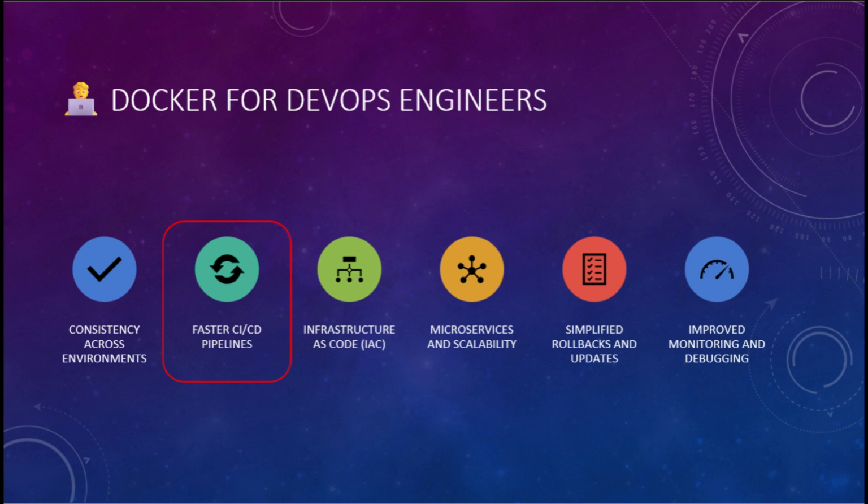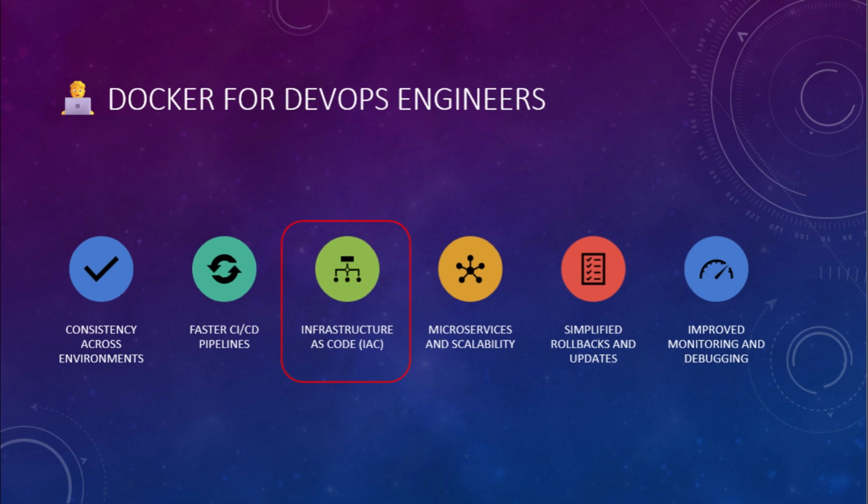Docker guarantees that the code runs the same way everywhere. Number 2. Faster CI/CD pipelines. In DevOps, speed and automation are everything. Docker lets you build, test, and deploy code quickly. Tools like Jenkins, GitHub Actions, and GitLab CI use Docker images to spin up clean, isolated environments for every build. Number 3. Infrastructure as code. Docker makes your application environment version controlled. Everything is defined in your Dockerfile or Docker Compose YAML file. That means your infrastructure is repeatable, portable, and trackable, just like your code.